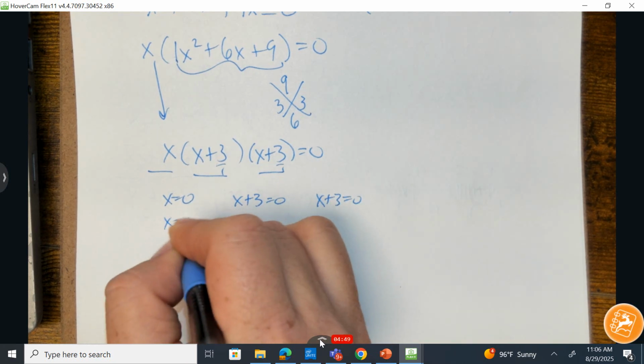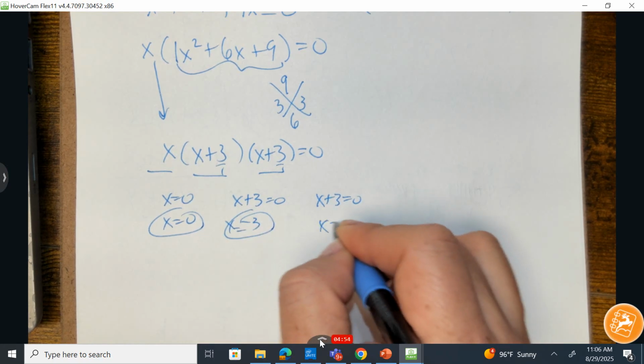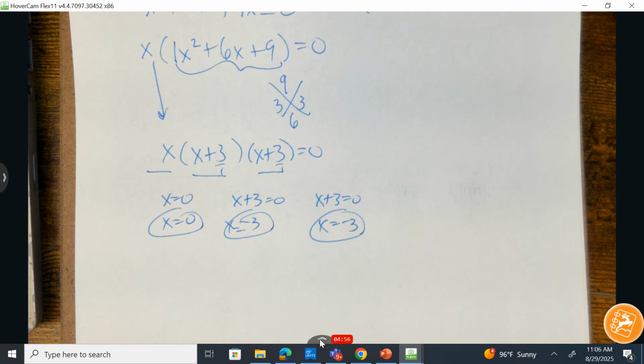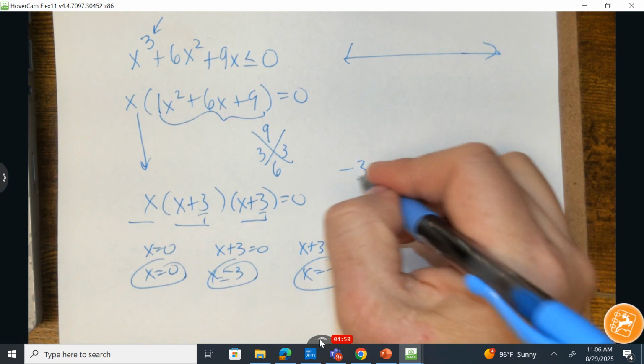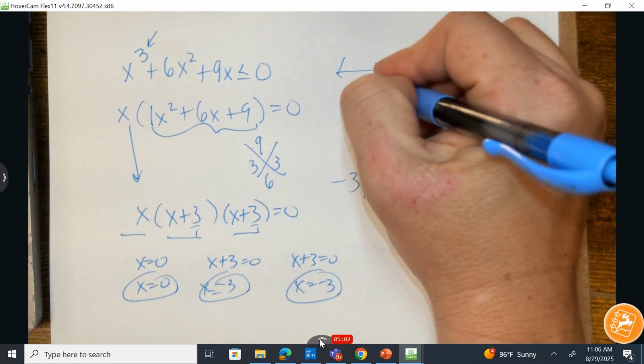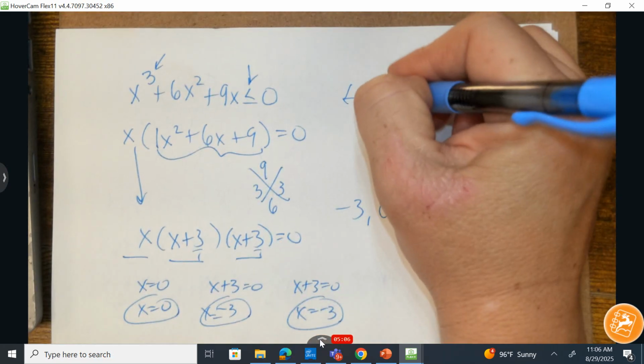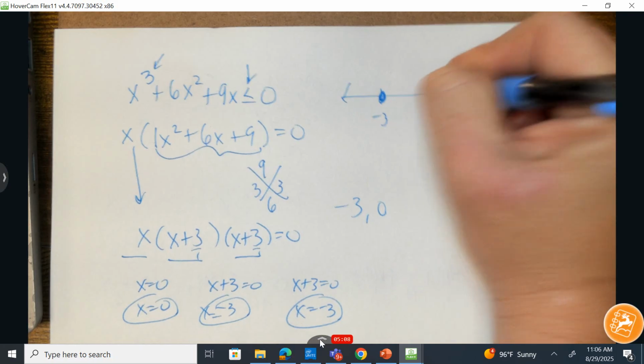And I end up with answers of 0, negative 3, and negative 3. Now, how is this different from number 6 and number 7? I have a duplicate answer. So I'm going to put them in order, and I can see I need a closed dot at both -3 and 0.